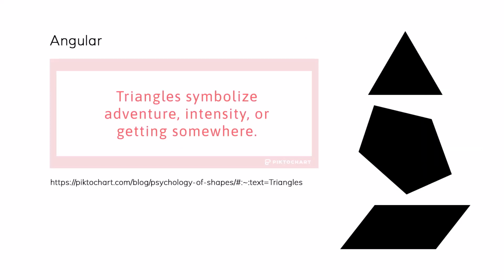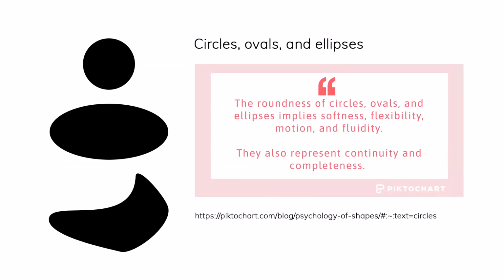Angular shapes, like triangles, for example, symbolize adventure, intensity, or movement, like getting somewhere, right? So anytime you put angles or angular shapes into your design, you're going to create a sense of action or tension or movement. Whereas curved shapes, the roundness of circles, ovals, and ellipses implies a softness or flexibility, motion, and fluidity. So they also represent continuity and completeness, the circle of life, for example.